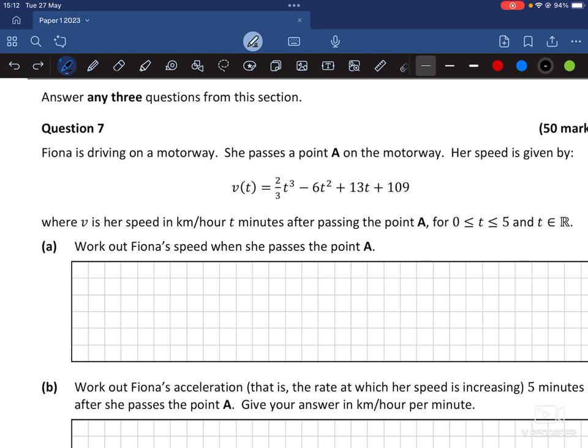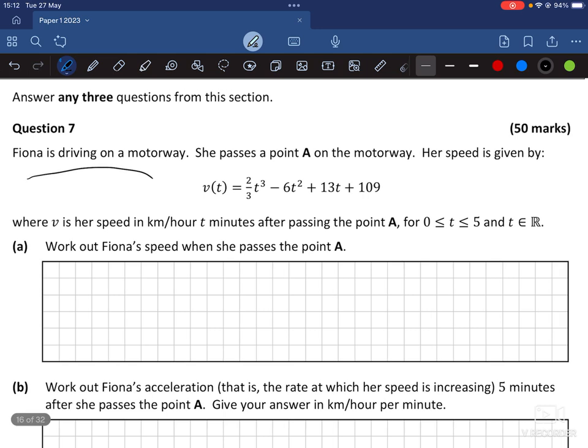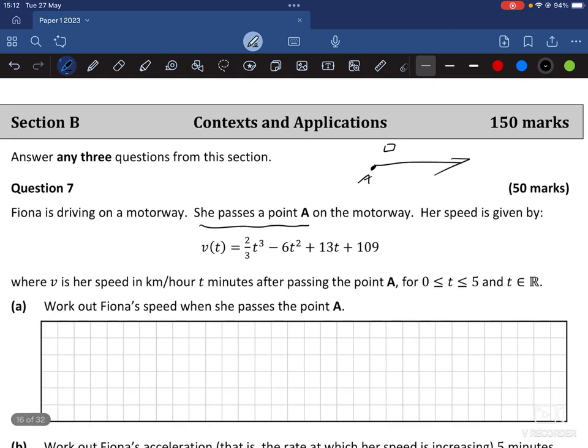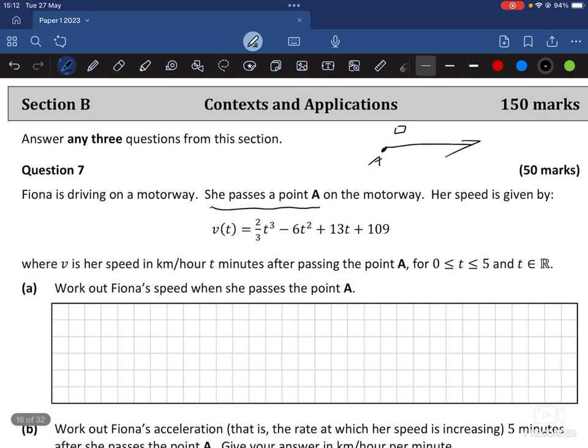They don't give us too much information, which is a good thing here. We're just told driving on a motorway. The important bit is that she passes a point A on the motorway. Say this is point A, she passes this and she's driving this way, and then we have the little car here. And her speed is given by this function after a certain time t.